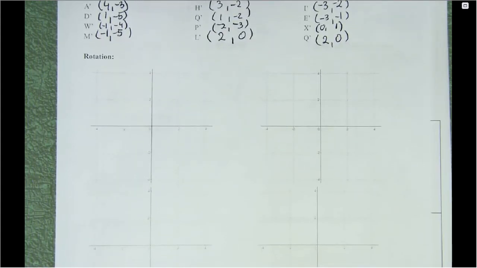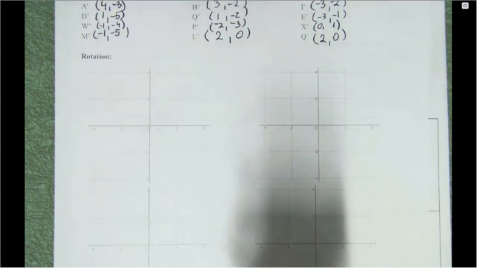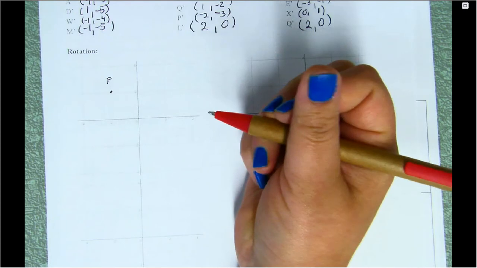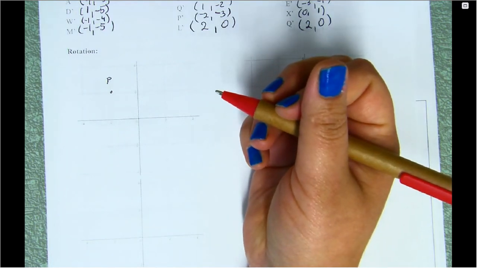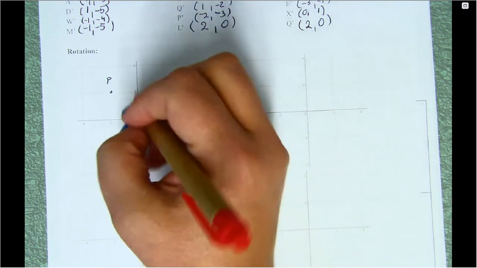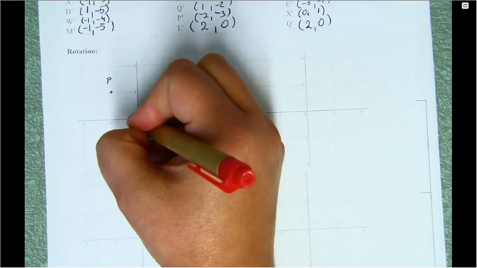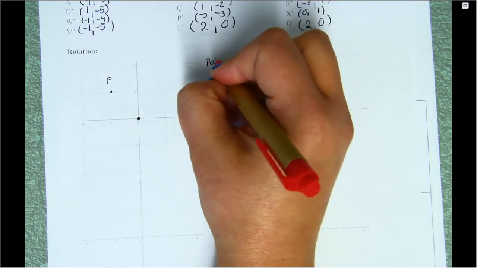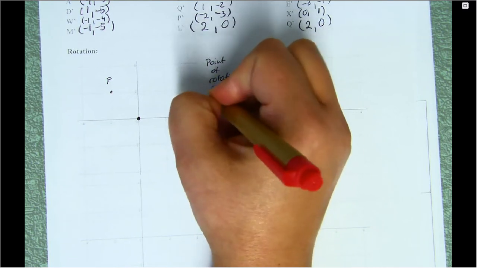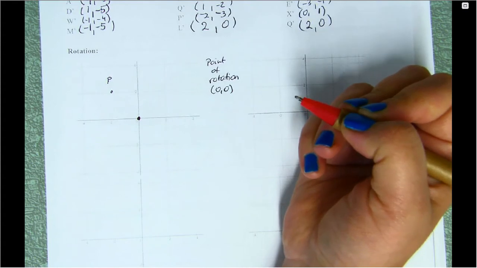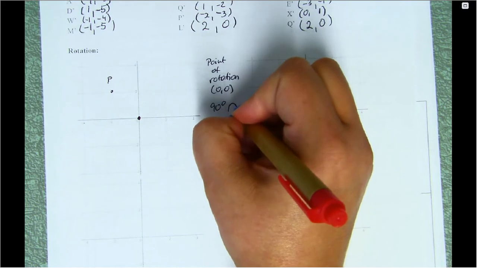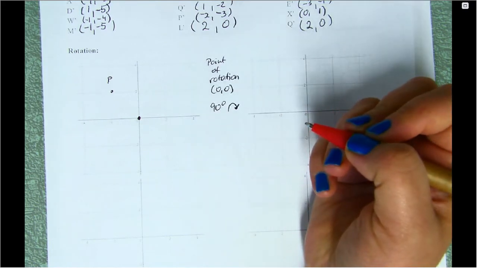Okay, the most difficult, rotation. Let's say we got a point P. This is a given point. You need to have a couple of things given. You need to have a point of rotation, and we are going to use the origin. So the point of rotation is the origin, 0, 0. Okay. And let's say I want to rotate it 90 degrees and I want to rotate it clockwise. So I'm going to go to the right.